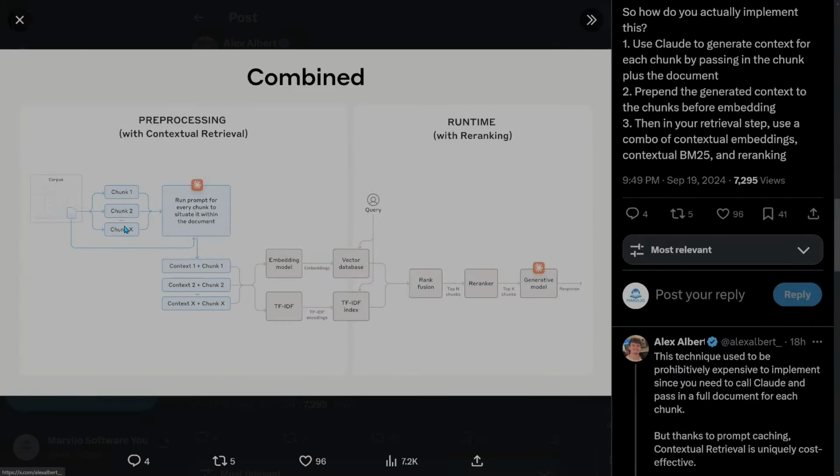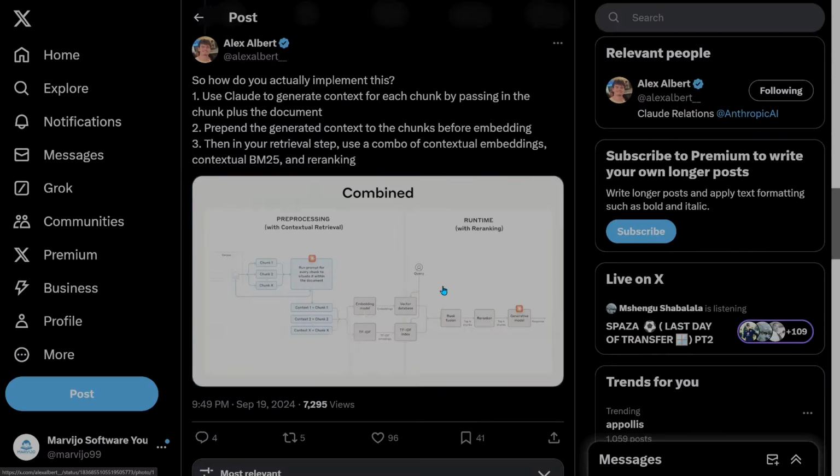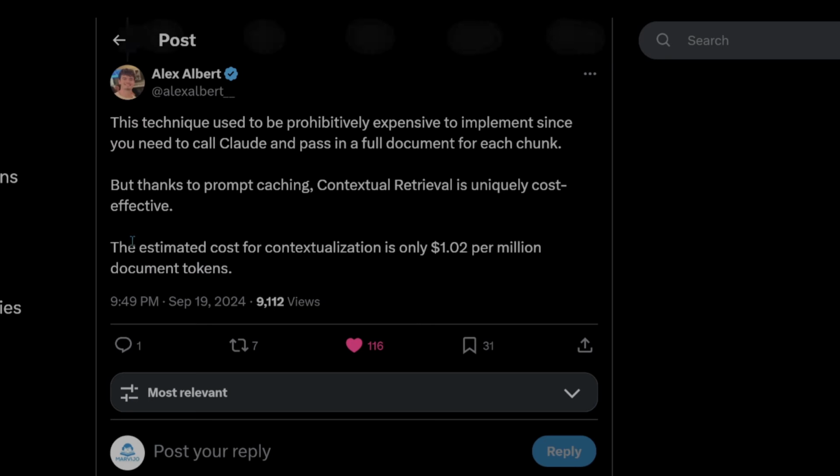This is just a drawing showing what we just mentioned. It only costs around $1.02 for 1 million document tokens.